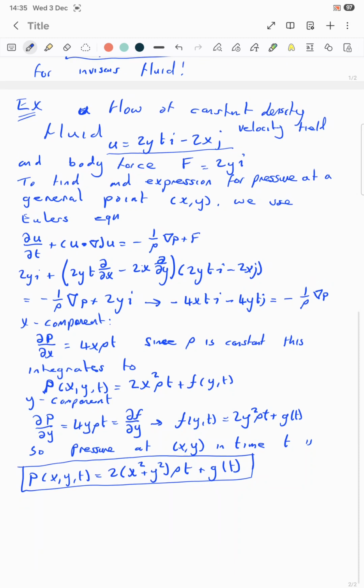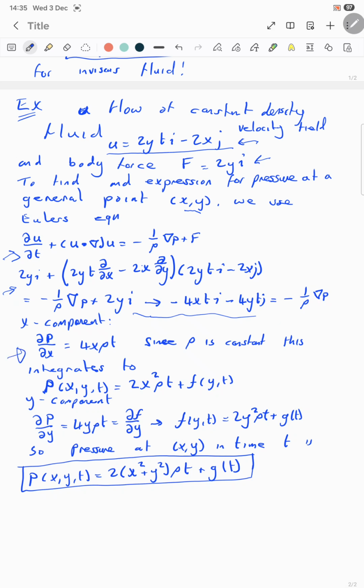A flow of constant density, a constant density fluid, velocity field is given here as such, and the body force is F equals 2y i. To find the expression for the pressure at a general point x, y, we use Euler's equation here, and we're plugging in these values and going through the solution, should I say, plugging in the values to obtain the solutions.